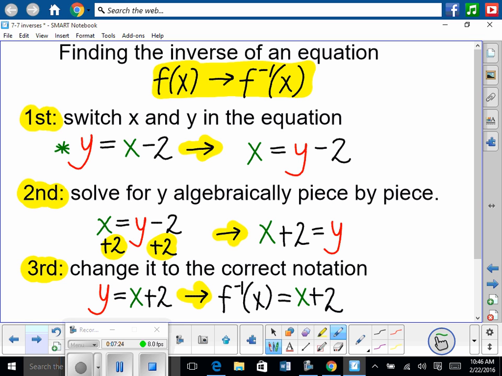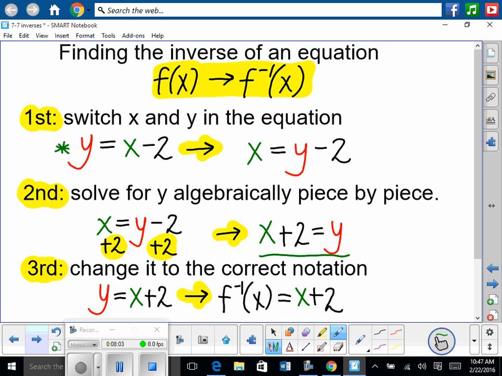Once you've done that, we're going to then solve for y algebraically piece by piece. So once you've switched x and y, your second step is to solve for y algebraically. So look up here. We have x is equal to y minus 2. How will you get y alone? Add 2 to both sides of the equation, right? So this is our second step, solving for y algebraically. So we would have x plus 2 is equal to y minus 0, which is just y, right? Everybody? Yes. And you're done. Once y is alone, do you see how y is alone? We have y equals a function, just like we did to start with. We have y equals a function right here, so our y is completely alone.